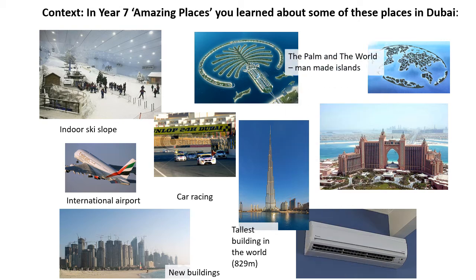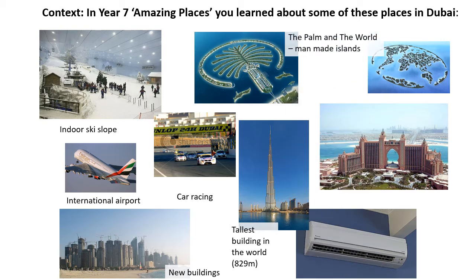You might not know, but it's quite famous now for car racing. The Palm and the World up the top there, 2 man-made islands. The Atlantis, the Palm Hotel, and many other hotels, all absolutely incredible, amazing feats of engineering. And also, yes, air conditioning. Dubai, remember, all of these things, this is in a desert.